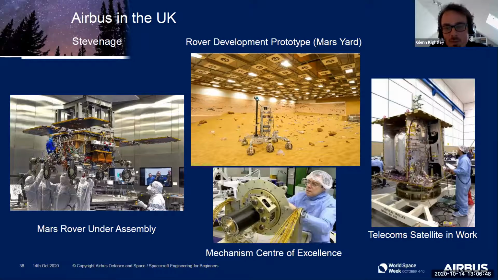So we have our own Mars yard at Stevenage, where we have a big sand pit, where we drive the prototype Mars rovers about to simulate how the rover would drive on the actual surface of Mars. And we also build the other spacecraft components at Stevenage as well. So there's telecom satellites and mechanisms that we use in space, all built and assembled at Stevenage, and then often go off to Toulouse in France for the final spacecraft assembly. So yeah, an interesting place to have a look around.